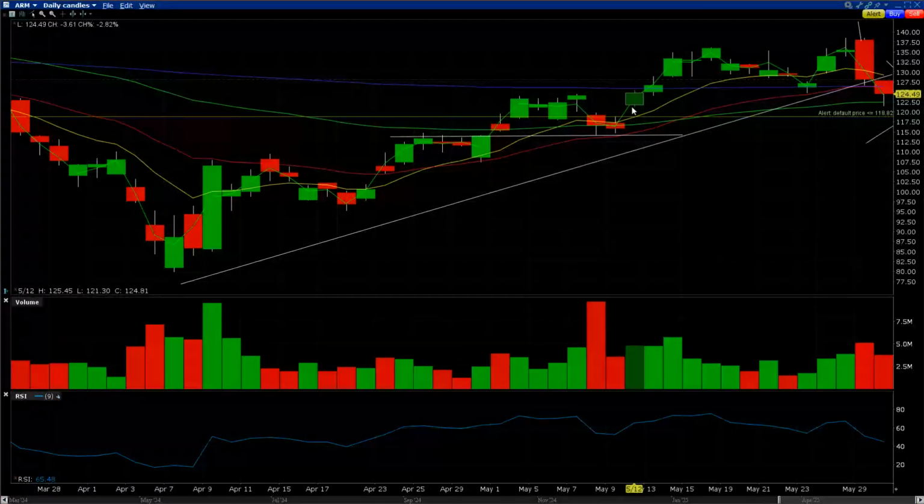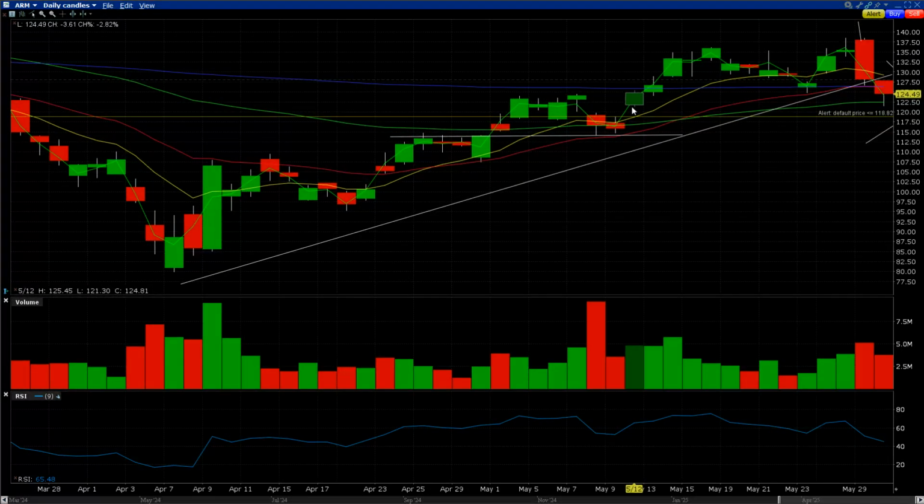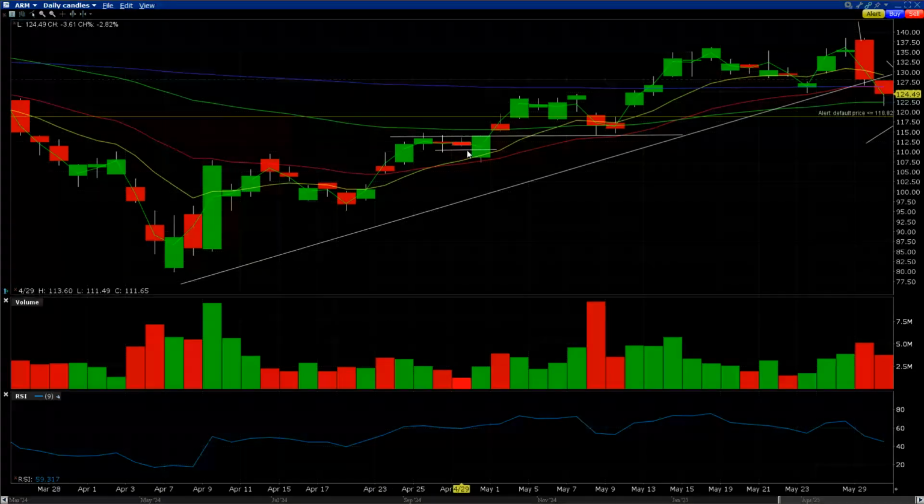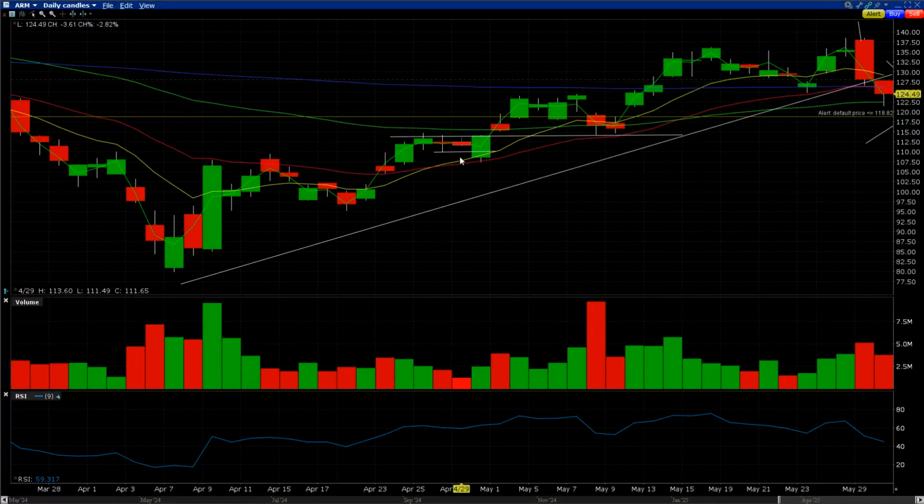Okay. Doesn't always work that way. In fact, here's one right here. Inside bar, mother bar. If I get below this, that means, okay, you should get some follow through to the downside. Well, it opened down here.